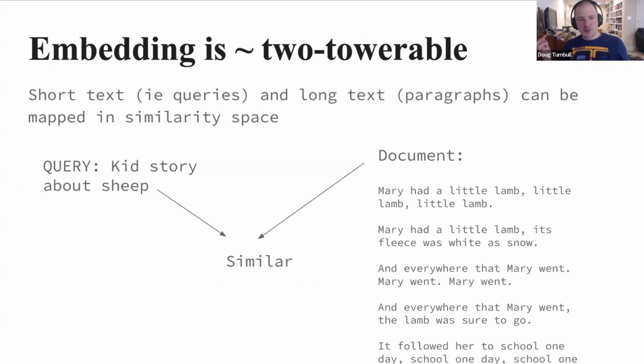And the other thing is the embedding. People may know the concept of a two-tower embedding, but at a minimum the embedding should be two-towerable, in the sense that if you give it a query, like a short bit of text, and you give it a document, they will relate to each other and be seen as similar, even though the query is relatively short and the document is longer. And you can put both types of text into the embedding and it'll work.